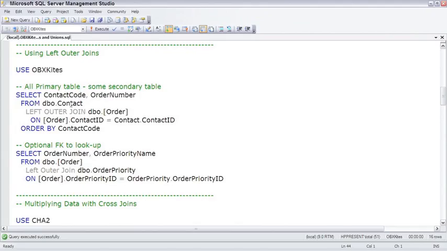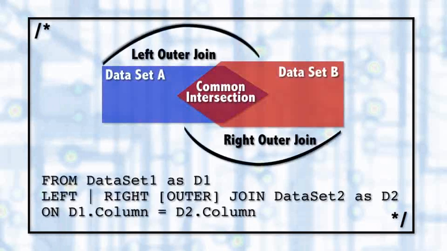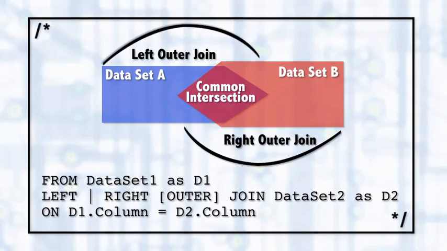For example, in this query, we're going to find all of the contacts, and then we're going to match that with the orders that are available. But the contact is going to show up whether or not there's an order. To see this graphically, while an inner join will select only the common intersection, the outer join will select all of dataset A plus whatever is a match in dataset B. The right outer join selects all of dataset B plus the common intersection.